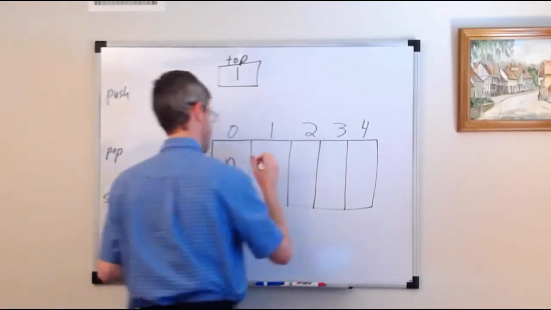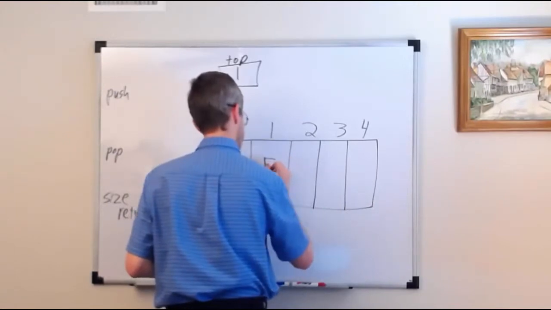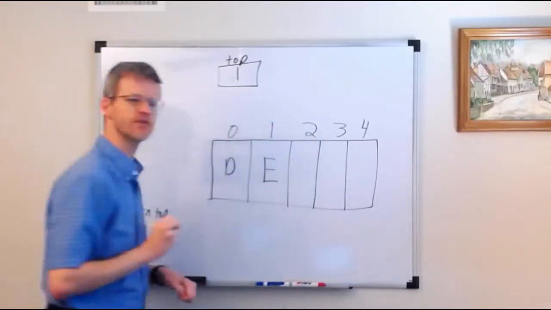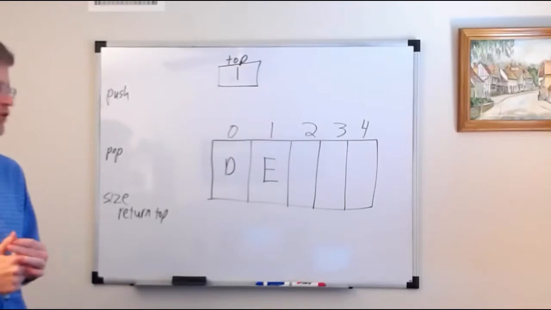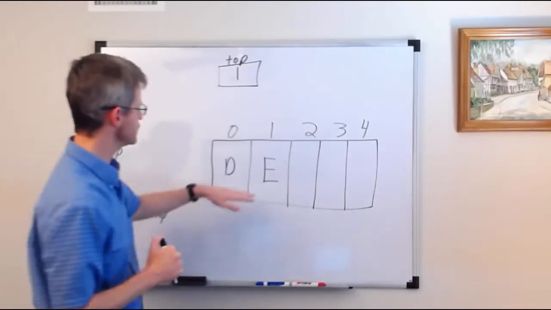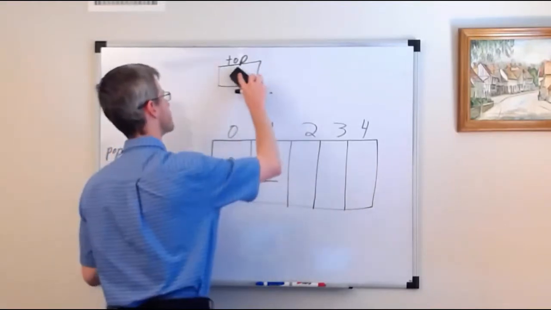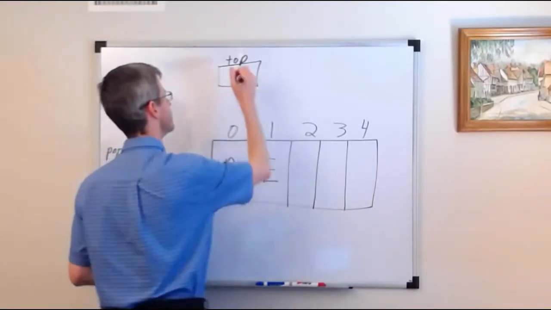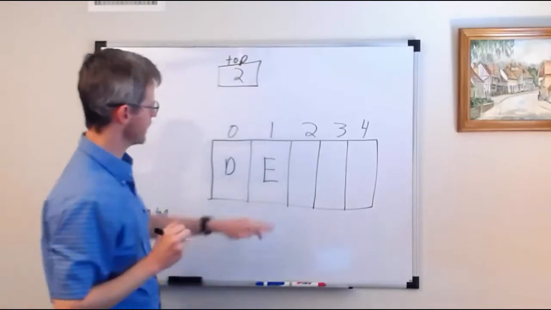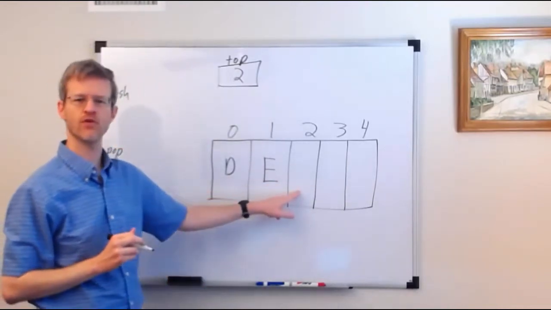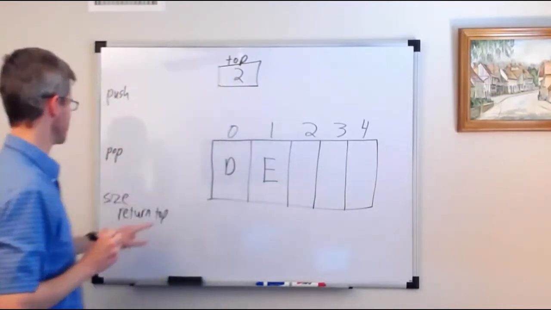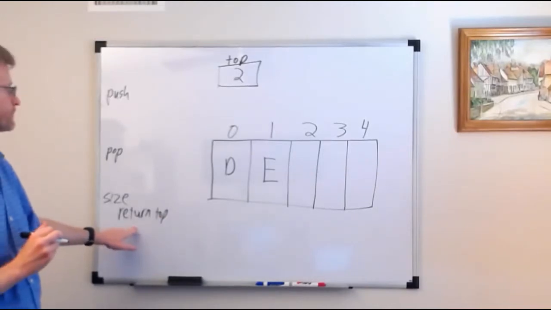Now let's suppose that we push another item on. This one will be an E. By the way, stacks can contain other things besides letters. They're just easy for me to draw on the board. So when I push the E on, then I need to update top from 1 to 2, showing that 2 is now the first available array location and that there are 2 things in the array.